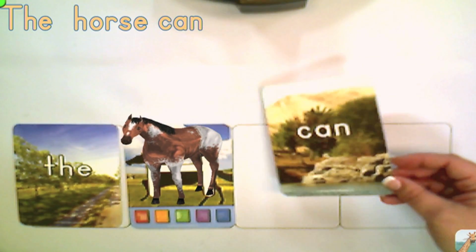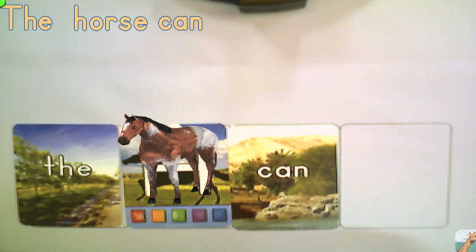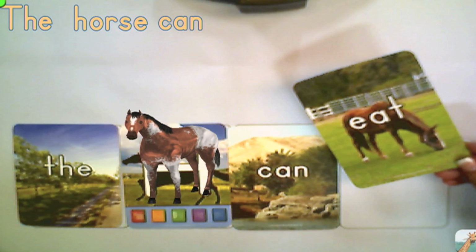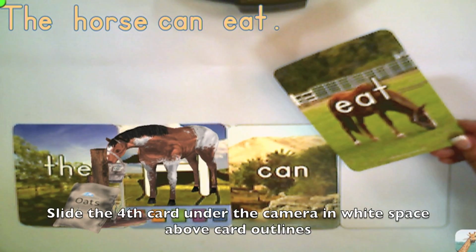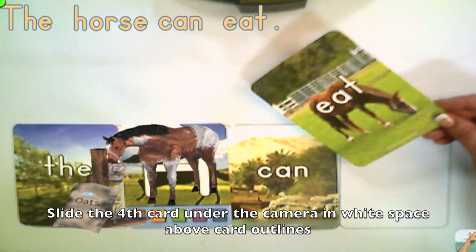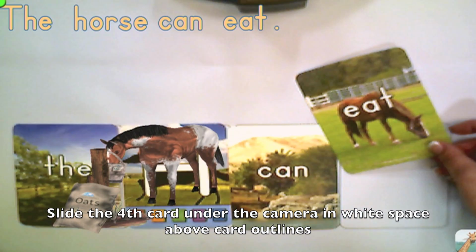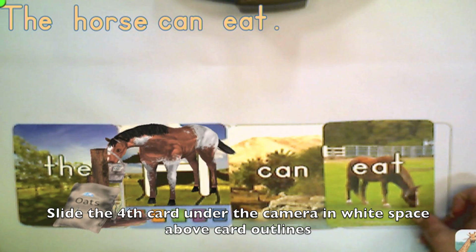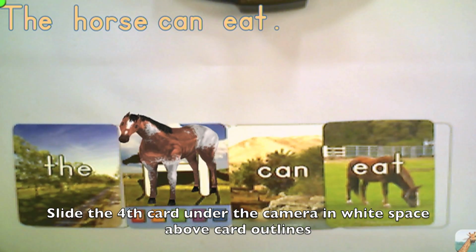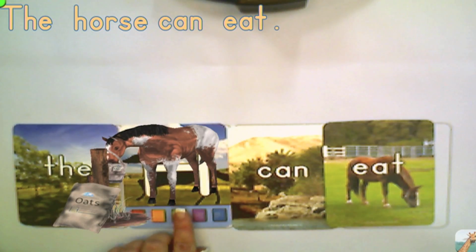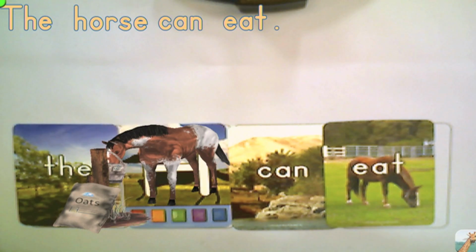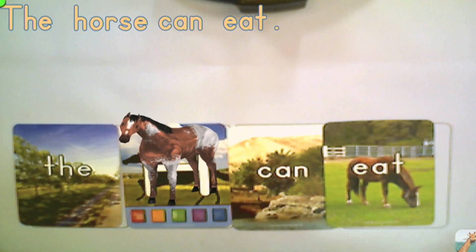Can. And finally we have eat. Now notice when I put that fourth card in there that I'm taking advantage of all of the white space that I have at the top, and then I'm going to drop it into position. Once we have our sentence built, the horse can eat, I can then push the green button. The horse can eat. And it will read the sentence to me.